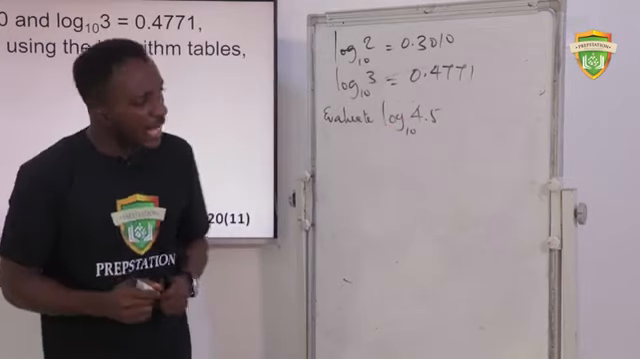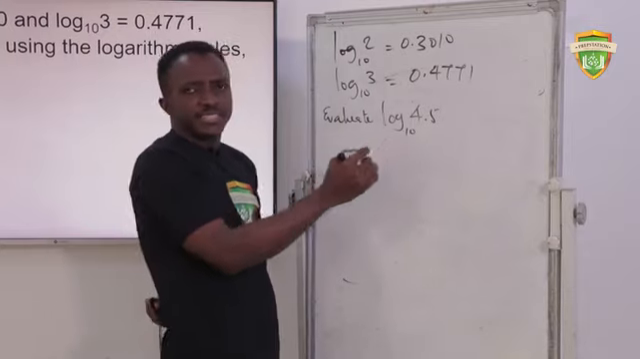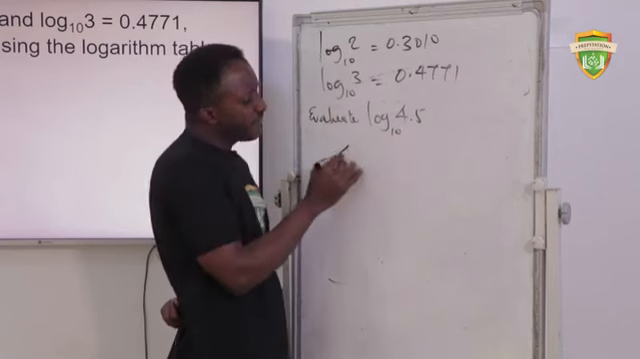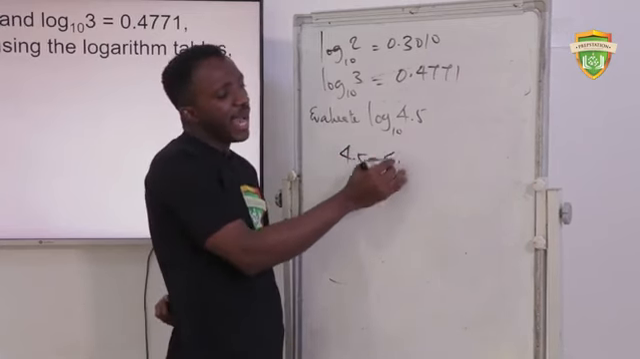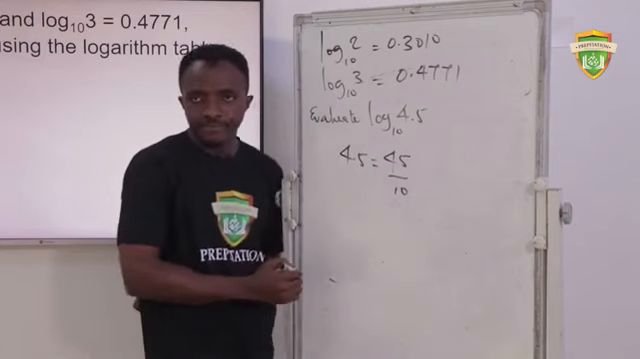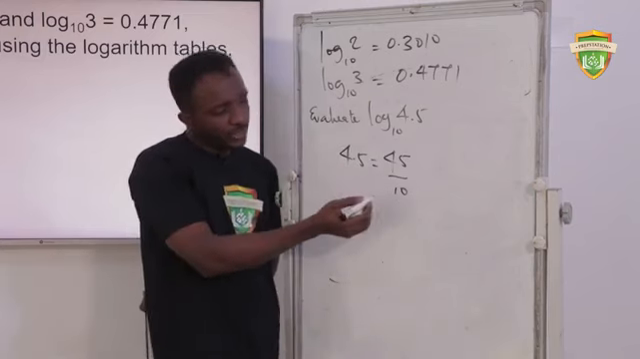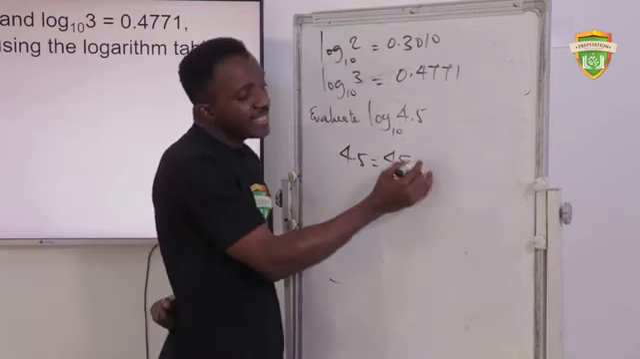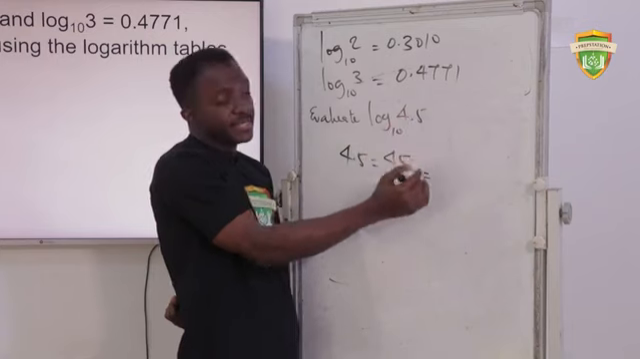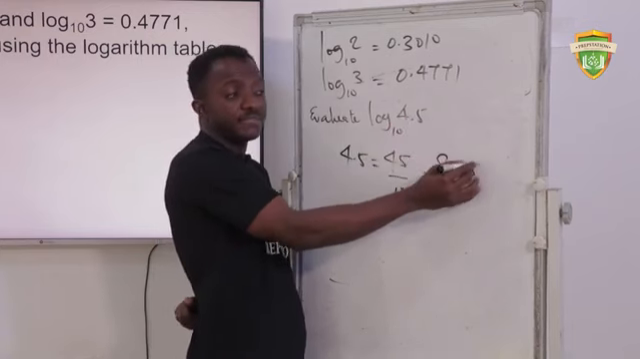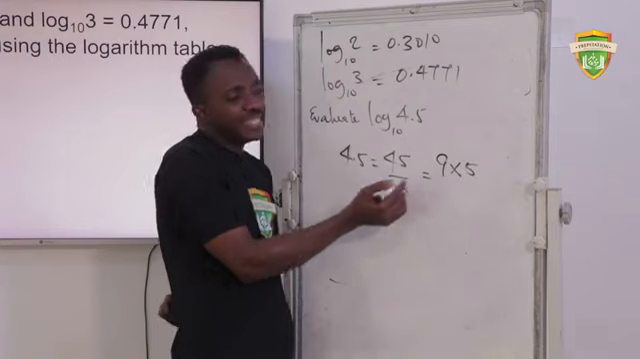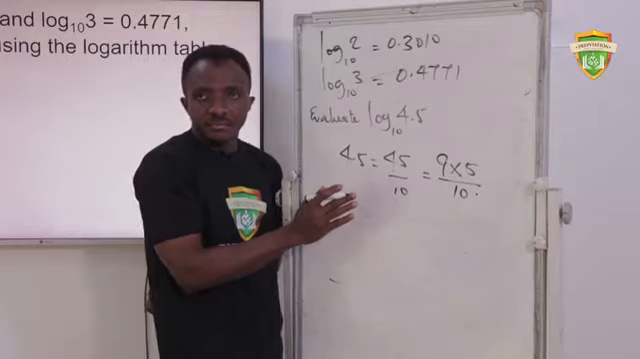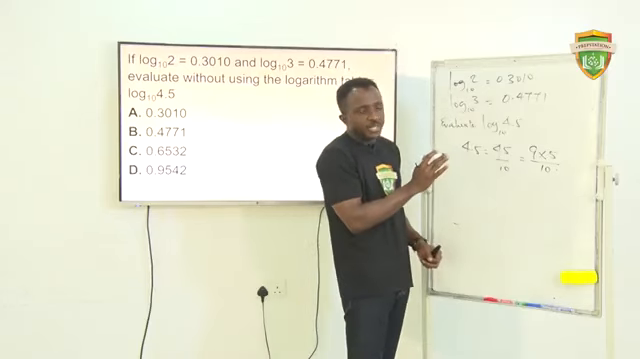Now it's very simple. I'll show you something. Let me take you through some fractions and decimals. Now 4.5 is the same thing as 45 over 10. I'm sure you know that. If you divide 45 by 10, you have 4.5. Now the same 45 is the same thing as 9 times 5. So 45 over 10 is the same as 9 times 5 over 10. Can you see this? I'm sure you can.